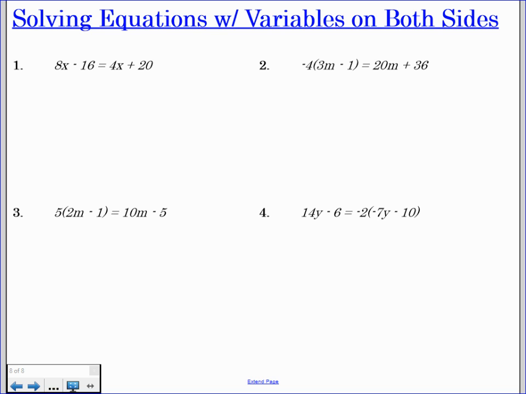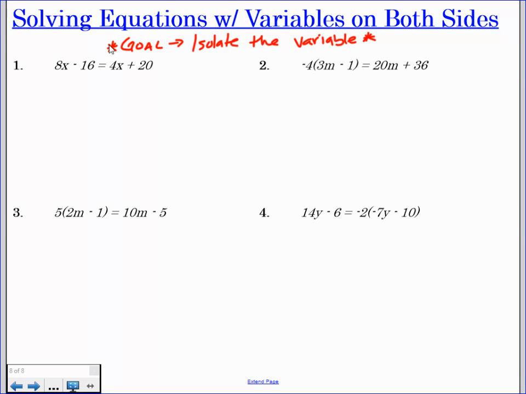All right, we're looking at solving equations with variables on both sides. So remember, the goal for solving any equation is to isolate the variable. That's the goal, always. You have to get my variable by itself. Okay, so let's take a look at the first one.